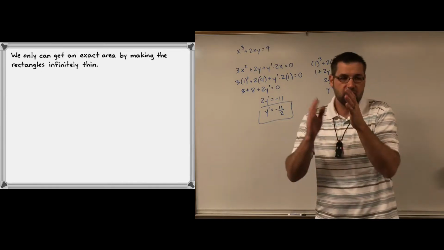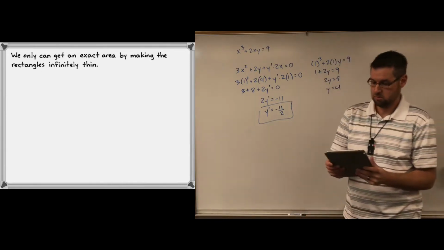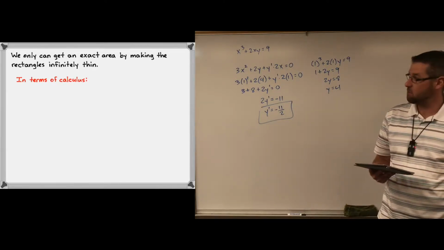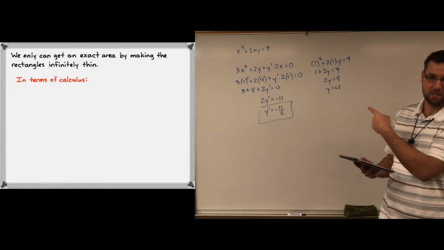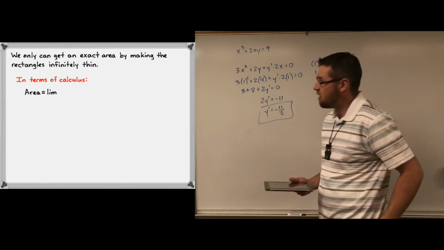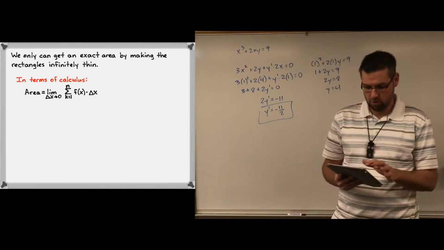So in order to find the exact area, what do I have to do? I need to make the rectangles infinitely thin. Yeah, because it says so, right? Okay. But in terms of calculus, this is what it looks like. You go, what?